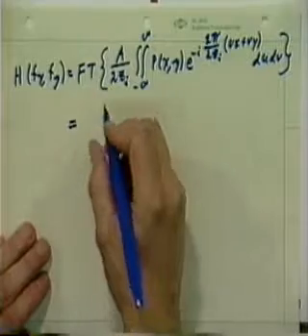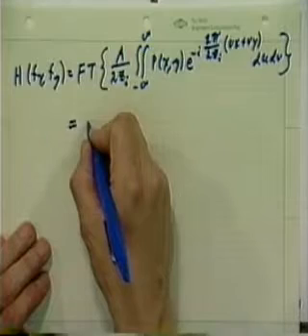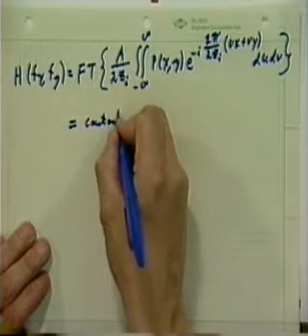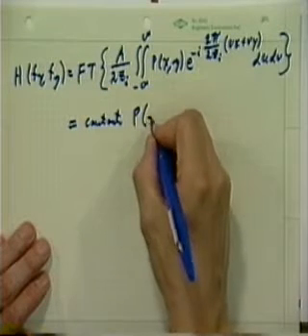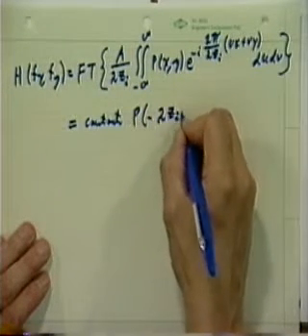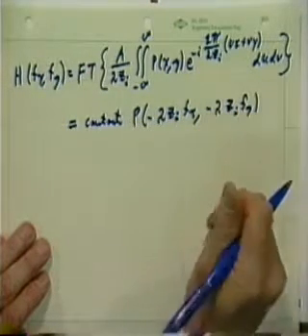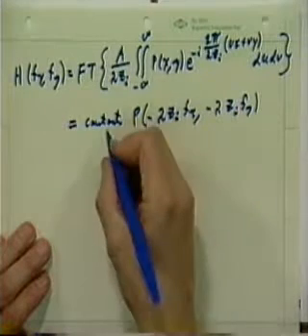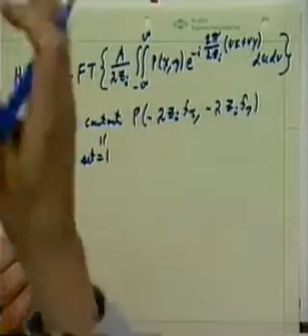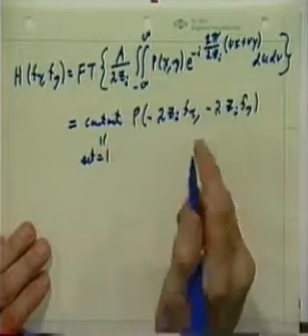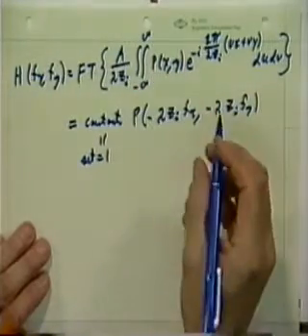And so this is equal to, we have some constants out in front, which we're going to forget about, times the pupil function P of minus lambda z sub i f sub x, minus lambda z sub i f sub y. So we're going to set these constants equal to 1 when we normalize it. And we're going to ignore the fact that the pupil is flipped over.